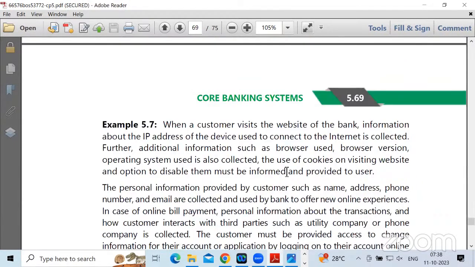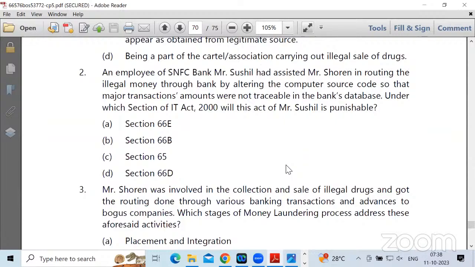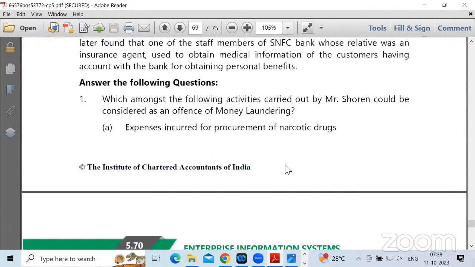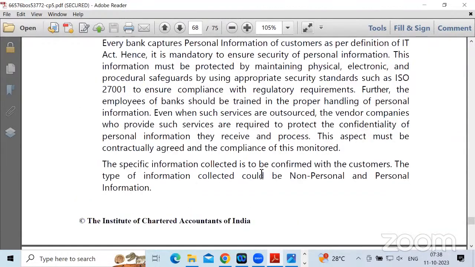Right. So SPDI is related to sensitive private data. You have to store it with proper security mechanism. If it is disclosed, then you are penalized. So the new act is implemented, but it is not included in the syllabus.